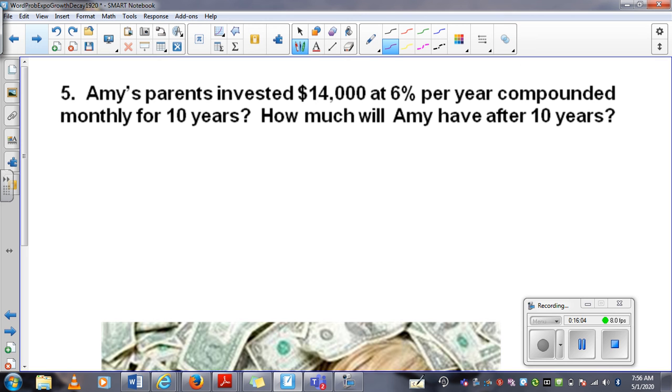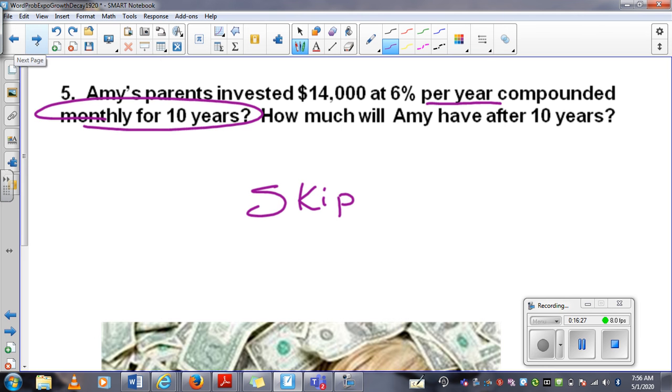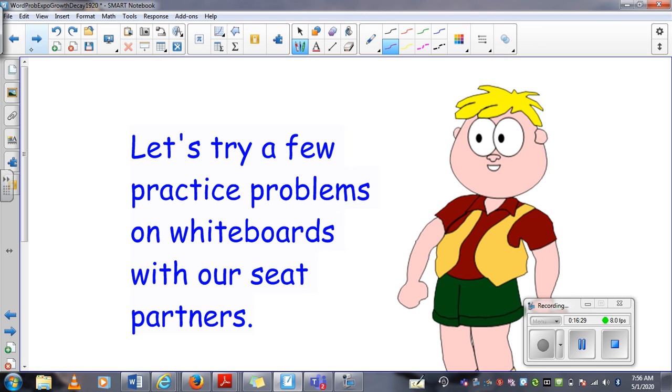Okay, let's try another one here. Amy's parents invested 14,000 at 6% per year compounded monthly. Actually, we're going to skip this one. This is a little bit unique because it's per year, but we're doing it monthly for 10 years. It's a little bit more complicated.